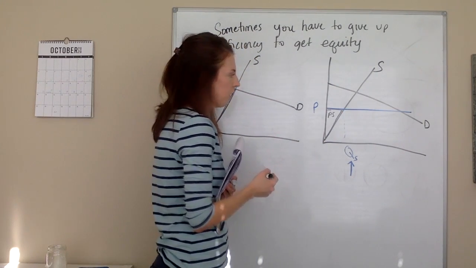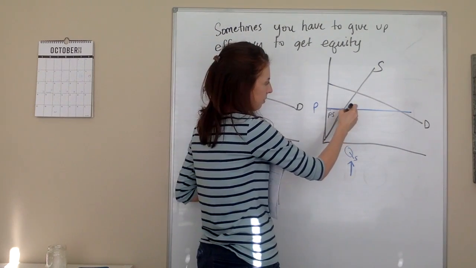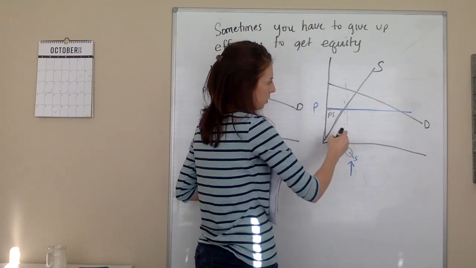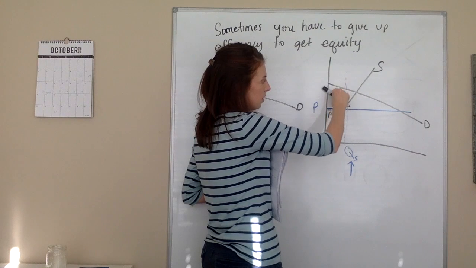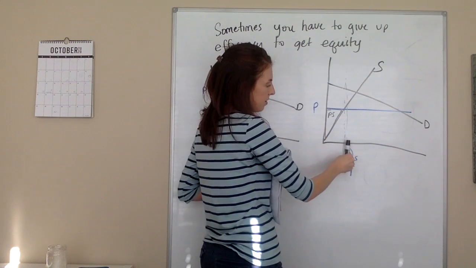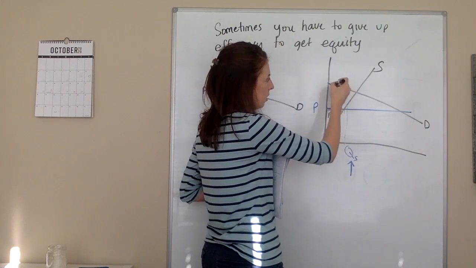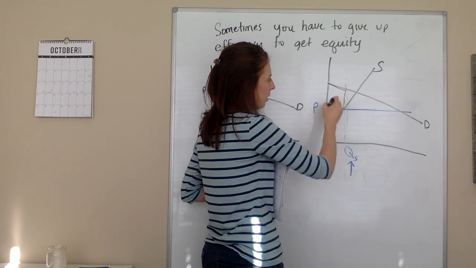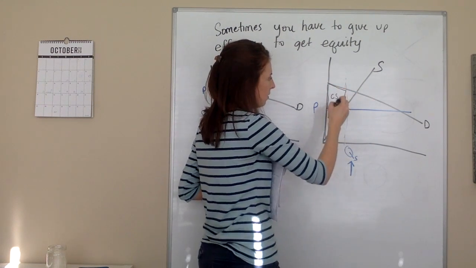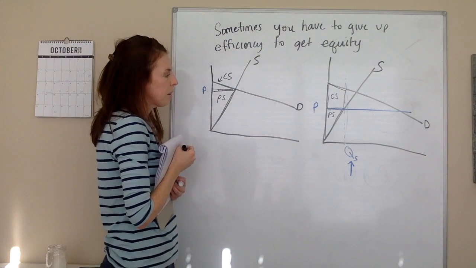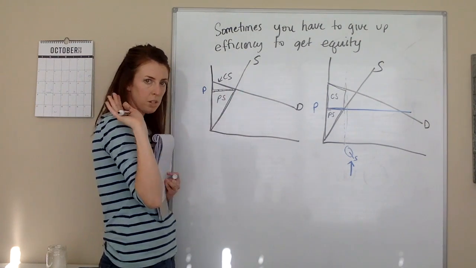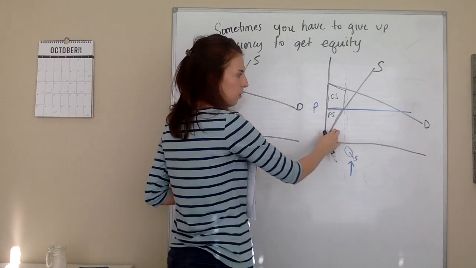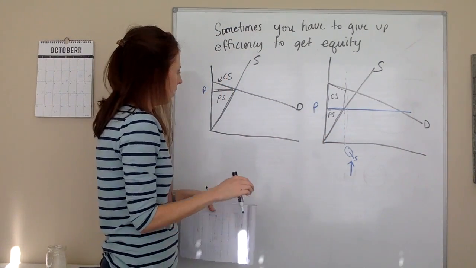What about consumer surplus? The market has now been stunted right here. This is the number of units we're exchanging. Consumer surplus is the area underneath the demand curve above the price, but we have to stunt the growth of the market right here. So this area, again, is going to be consumer surplus. Let's think about the trade-off now, going from this type of government policy where we don't touch the market to this type of government policy where we touch the market.